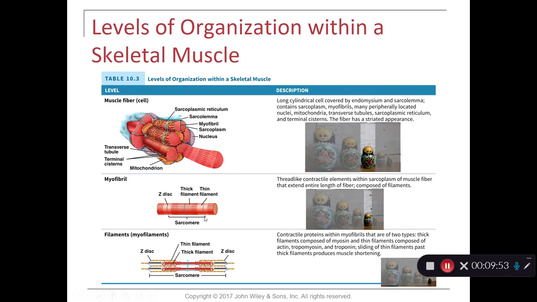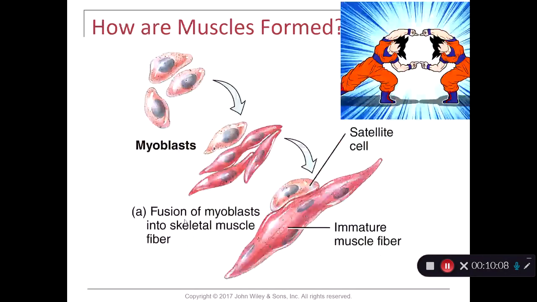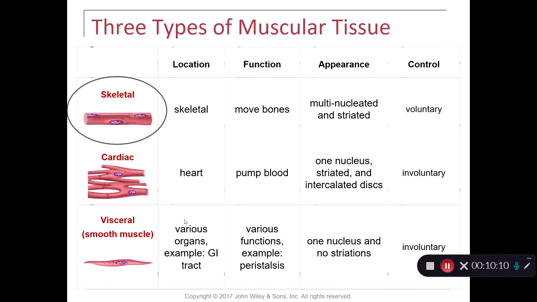This is the mastermind. What is that even an accent of? Anyway, sarcomere. This is your sarcomere. Your myofibril is made up of sarcomeres. This sarcomere gives you those striations, going back just a little ways. Remember these light and dark lines that we call striations?